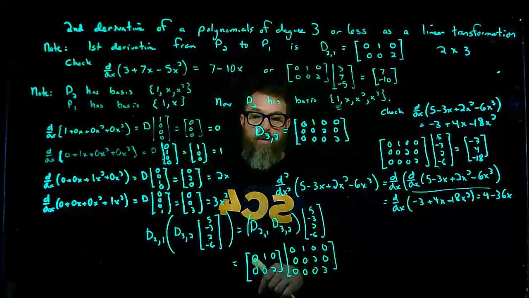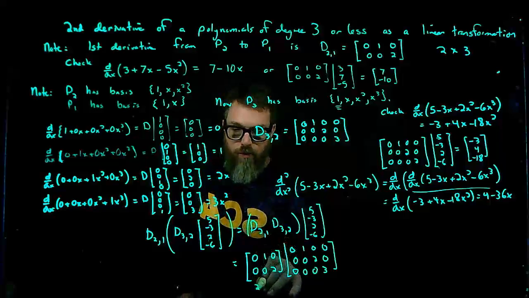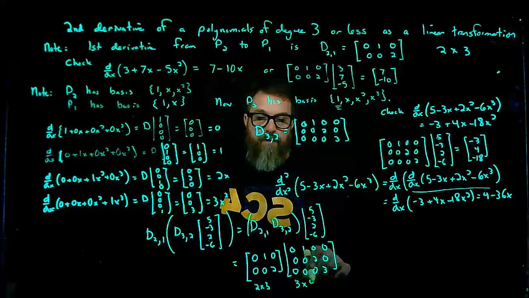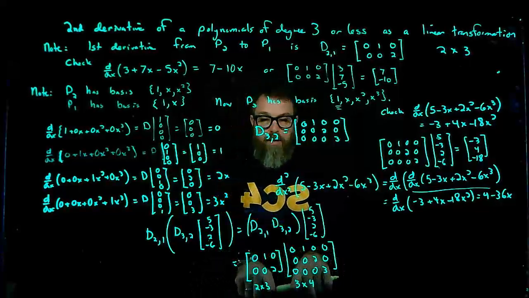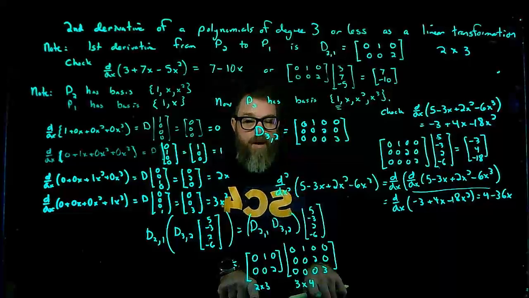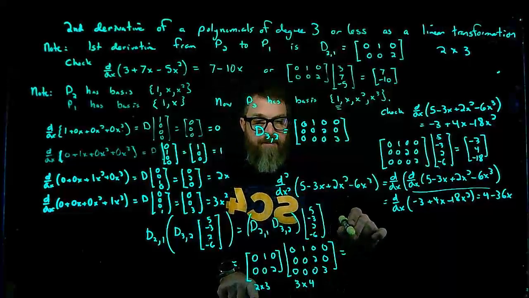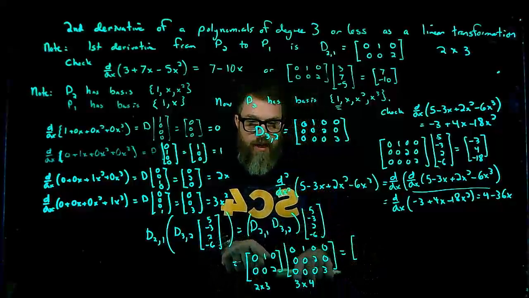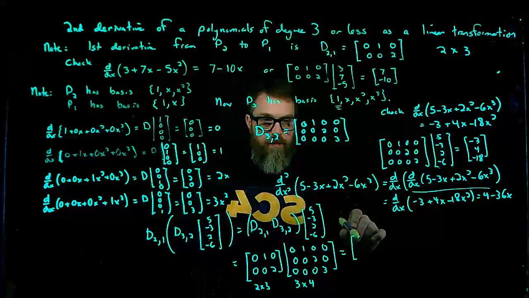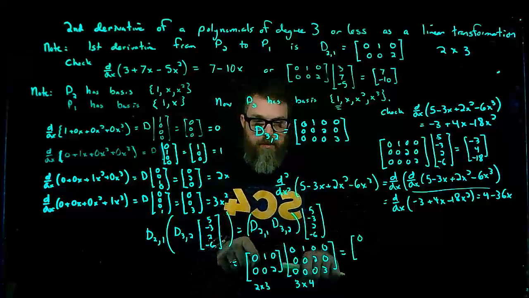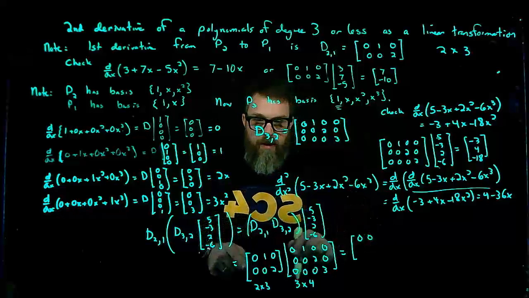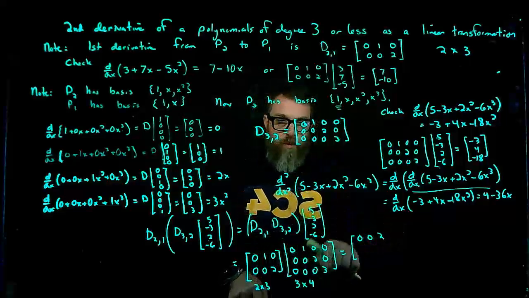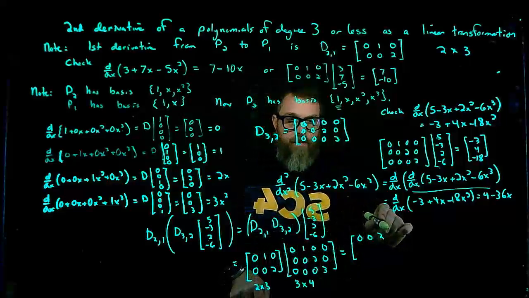Let's see if this will even work. Well, this is a 2 by 3, and this is a 3 by 4, and this will work. These match, so I'm going to get a 2 by 4 matrix back here. And let's see what we get. So this row times this column is going to give us 0. This row times this column is going to give us 0. Top row, third column is going to give us 2. Top row, fourth column is going to give us 0.